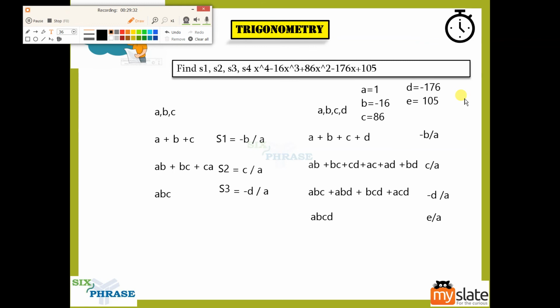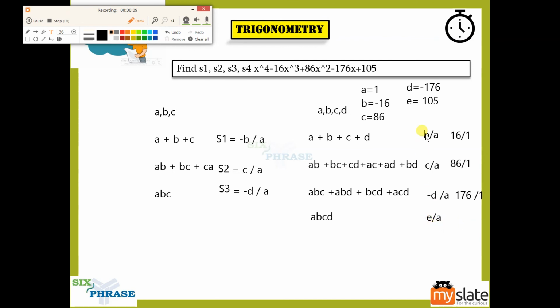Now substitute it. Minus B by A, what is minus B by A? It is going to be 16 by 1, right? Minus B by A is nothing but 16 by 1. That is equal to 16. C by A, what is C? 86. So 86 by 1 is going to be 86. And minus D by A, D is minus 176, so it is going to be plus 176. Then E by A.